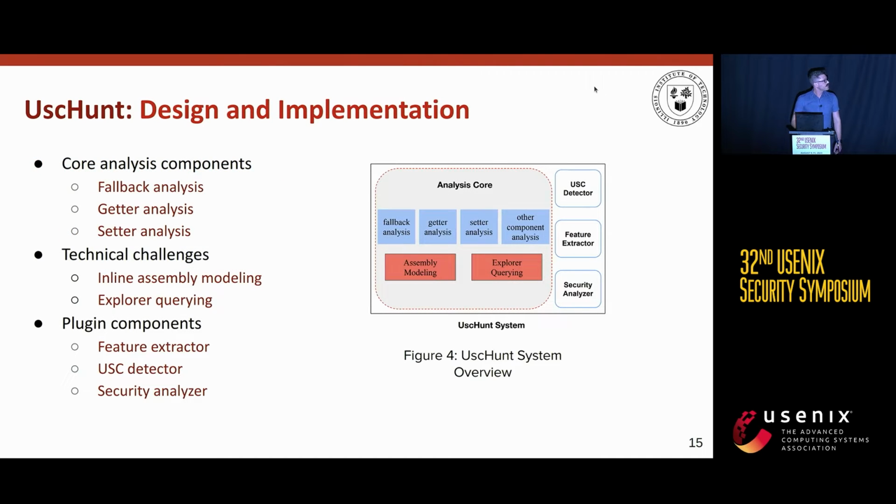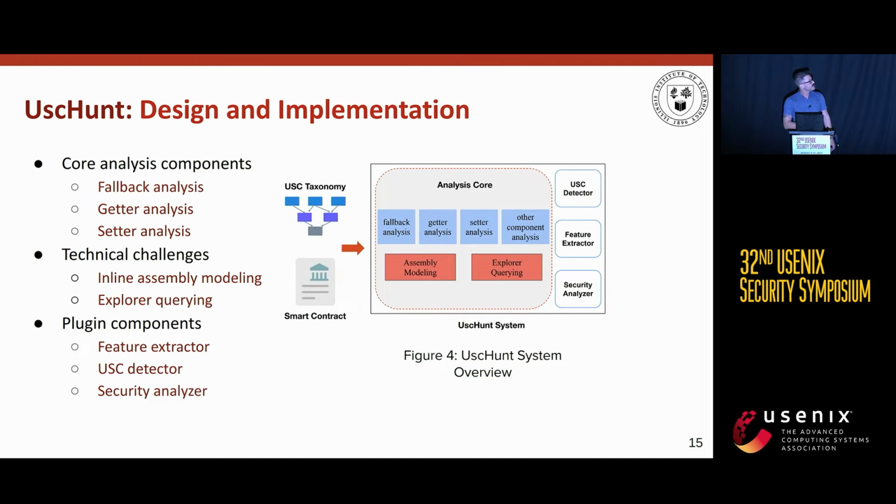And so we developed USCHUNT, which adds a number of core components to Slither, as well as a number of plugins that we used in order to conduct our own study. In order to do this, we also needed to tackle a couple of technical challenges like fixing inline assembly modeling in Slither, and adding Explorer querying so that we could fetch the source code for these additional smart contracts.